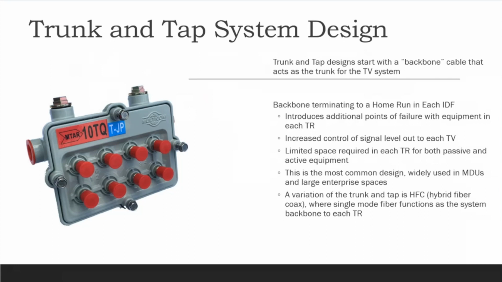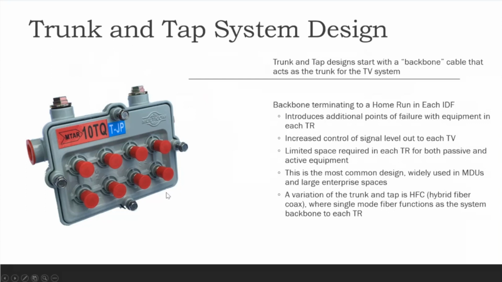It's going to start with a backbone cable. And that backbone cable is going to go either up the riser or out to the wings and then up the riser, I guess, depending on the building. But everything that you're doing, your TV system is going to come off of that one core feed, your trunk line, which is the backbone of the system. And then in each TR, you put in one of these guys, which is a tap.